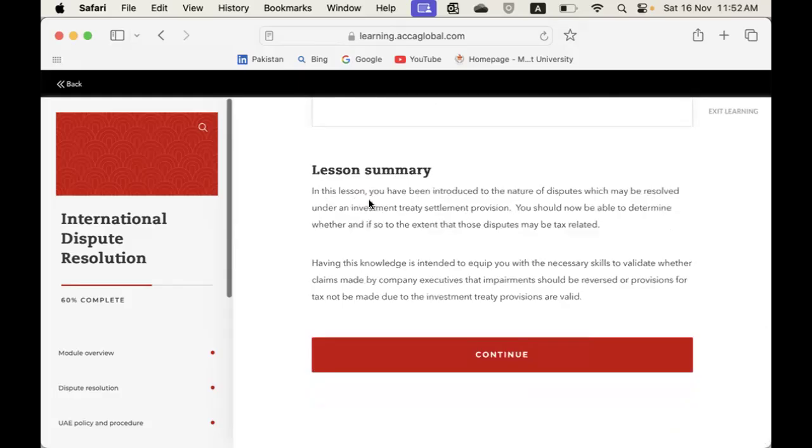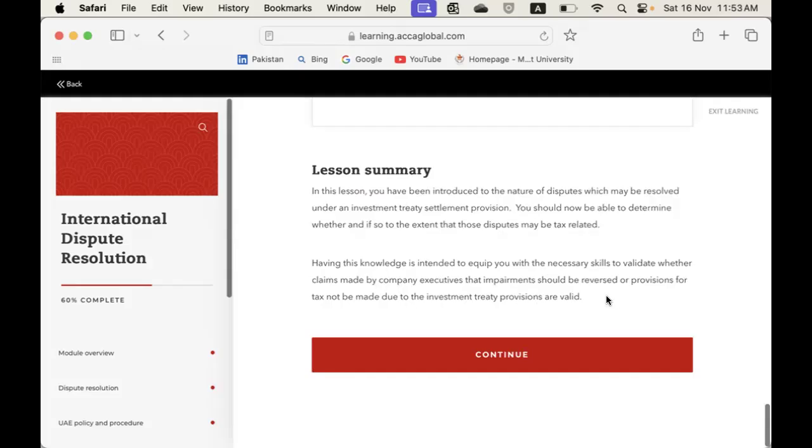Lesson summary. In this lesson, you have been introduced to the nature of disputes which may be resolved under an investment treaty settlement provision. You should also be able to determine whether and, if so, to the extent that those disputes may be tax related. Having this knowledge is intended to equip you with the necessary skills to validate whether claims made by company executives that impairment should be reversed or provisions for tax not to be made due to investment treaty provision is valid.